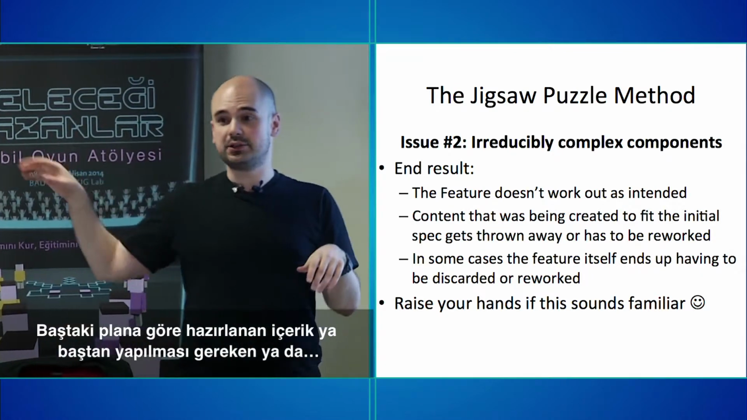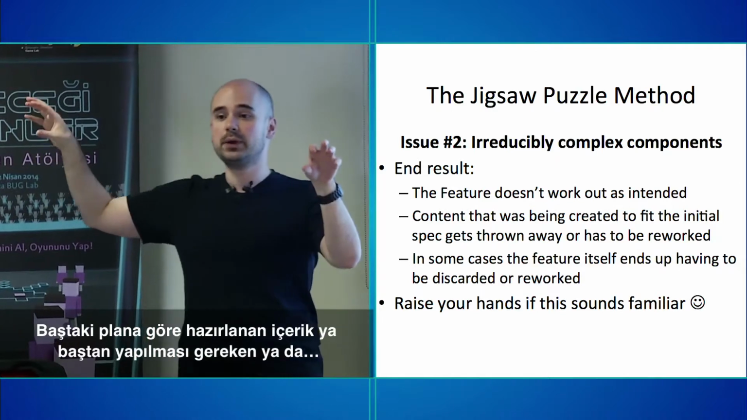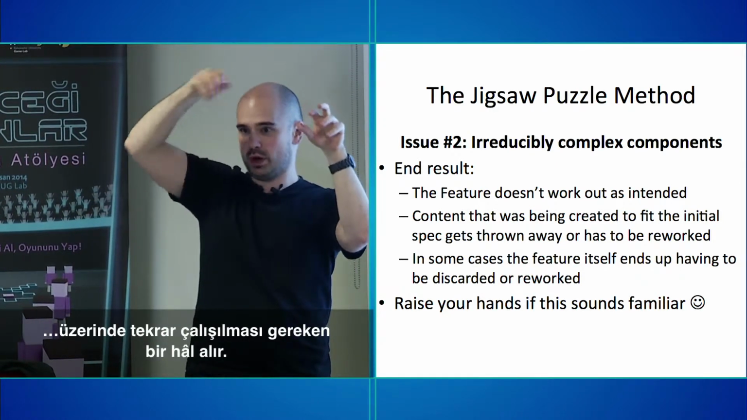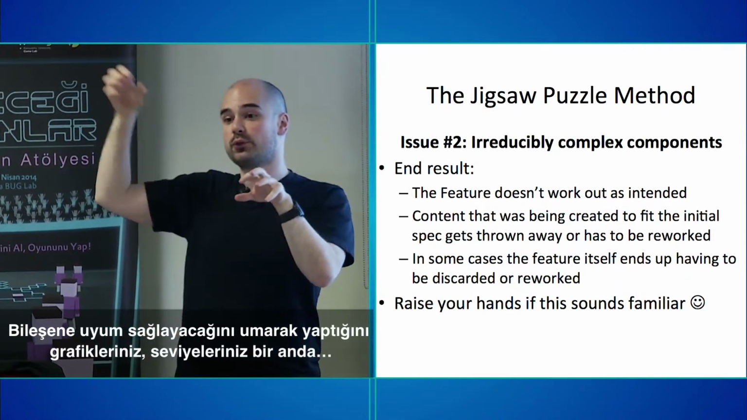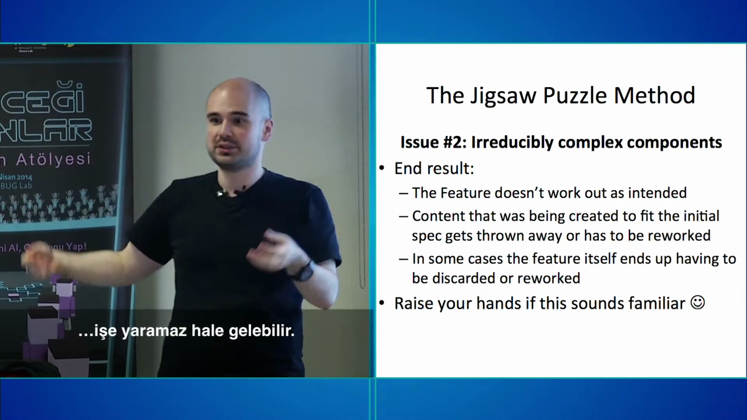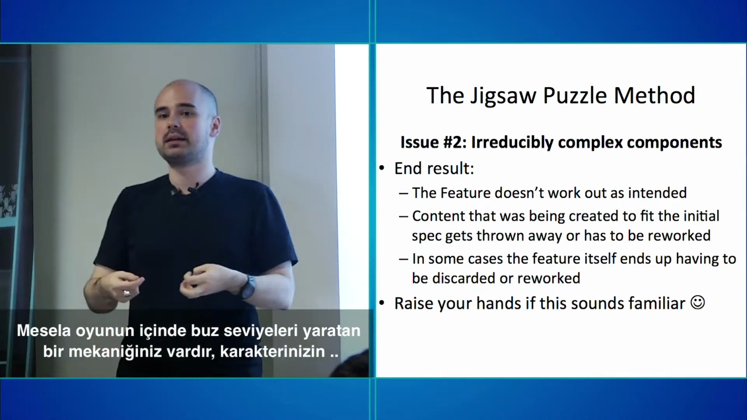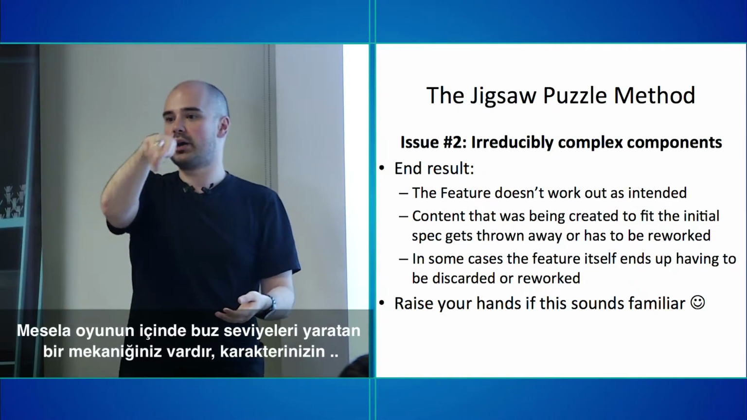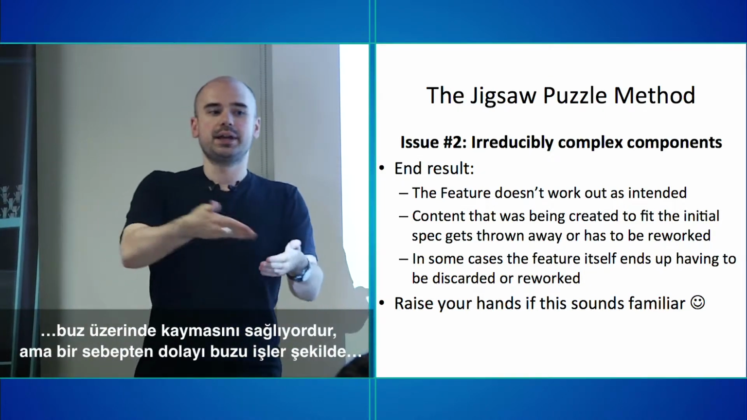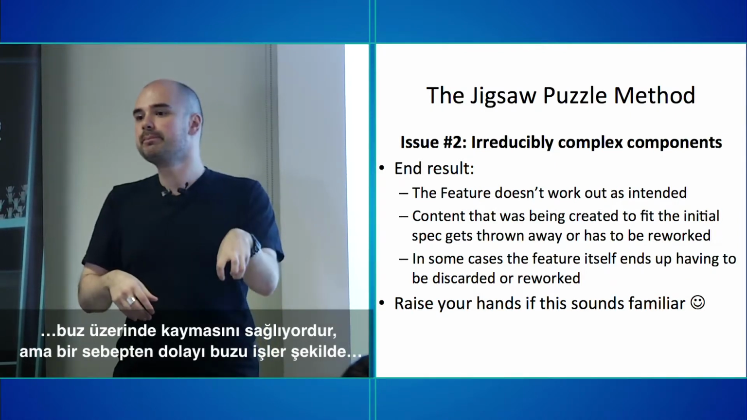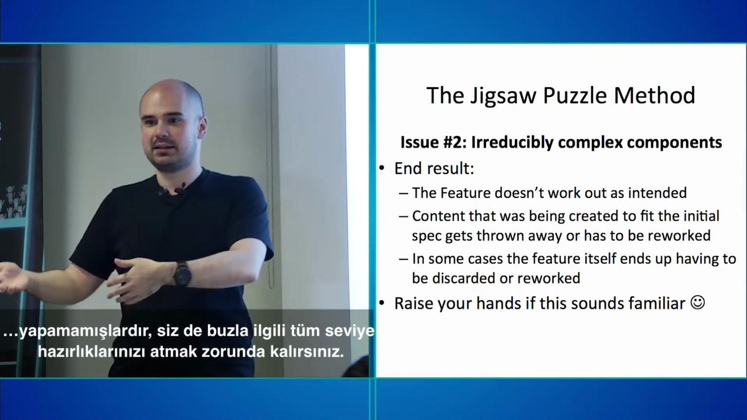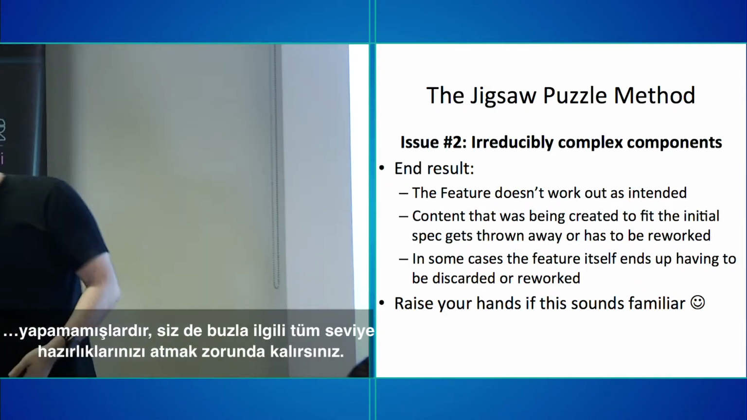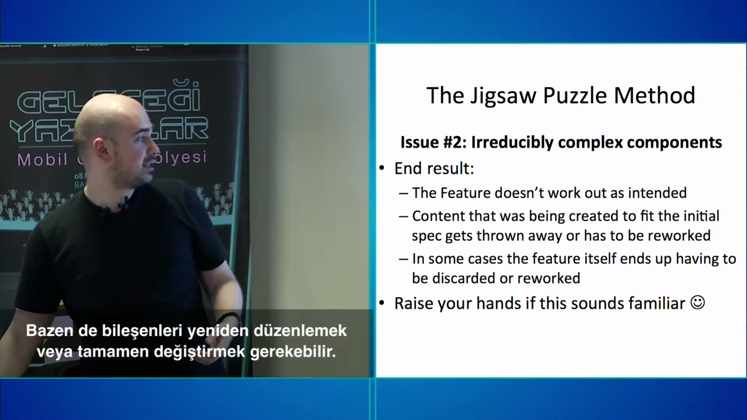Content was being created, so over here you were making graphics and levels and stuff, assuming that the feature was going to be what was in the written planning, right? And then you're done with it and it doesn't actually work anymore, so you have to throw away the levels and the graphics too. For instance, you have a mechanic in the game for making ice levels, so that your character slides around on ice or whatever. And then for whatever reason, they don't actually manage to program the ice so that it feels good. So you have to throw away all your ice levels and your ice assets and all this other stuff that you've done for the ice levels. So that was completely wasted work. And in some cases, the feature itself ends up having to be discarded or reworked.